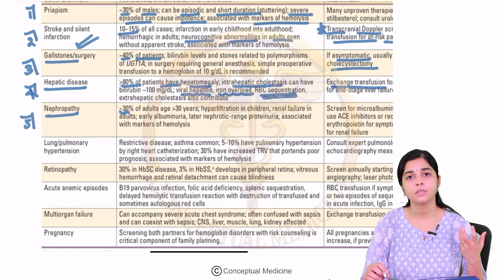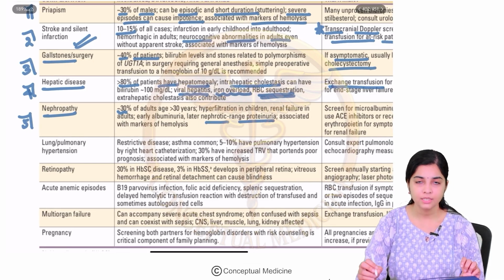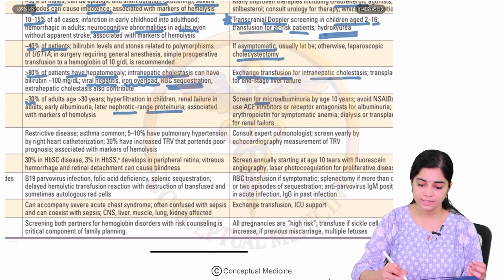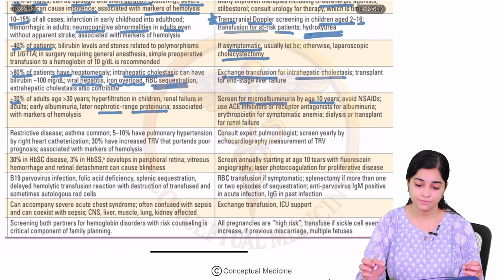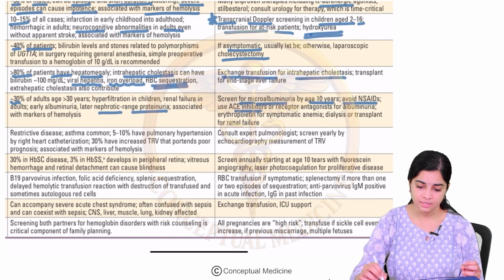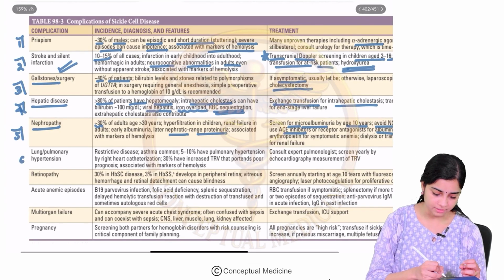There can be damage to the tubules. So there can be some amount of nephrotic range proteinuria in the later stages as well. So it's very, very important that we screen them for microalbuminuria as early as 10 years of age. We avoid NSAIDs and start them on ACE inhibitors for albuminuria, right? So that is about nephropathy.